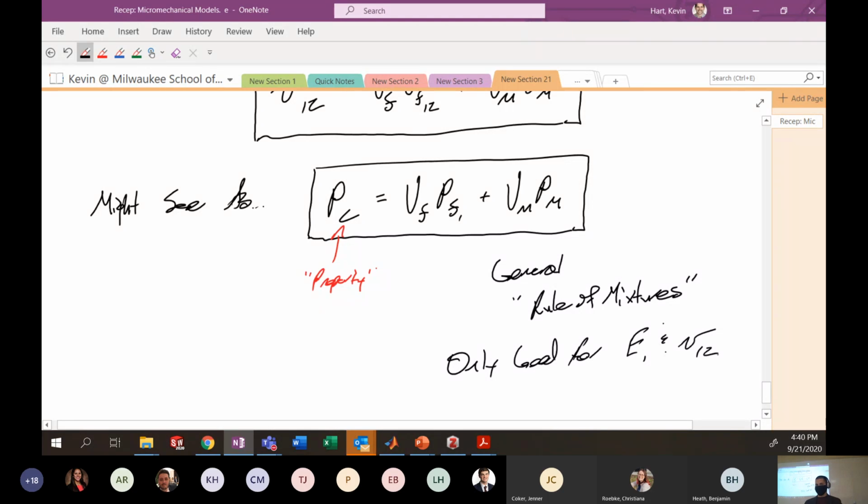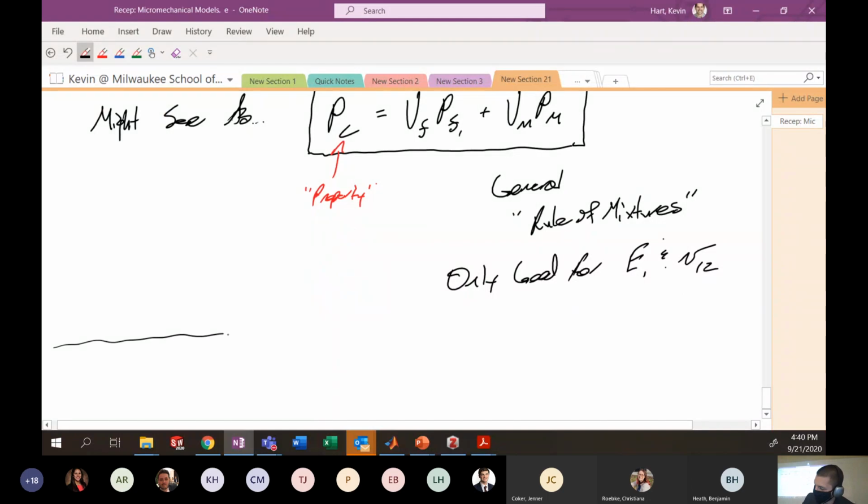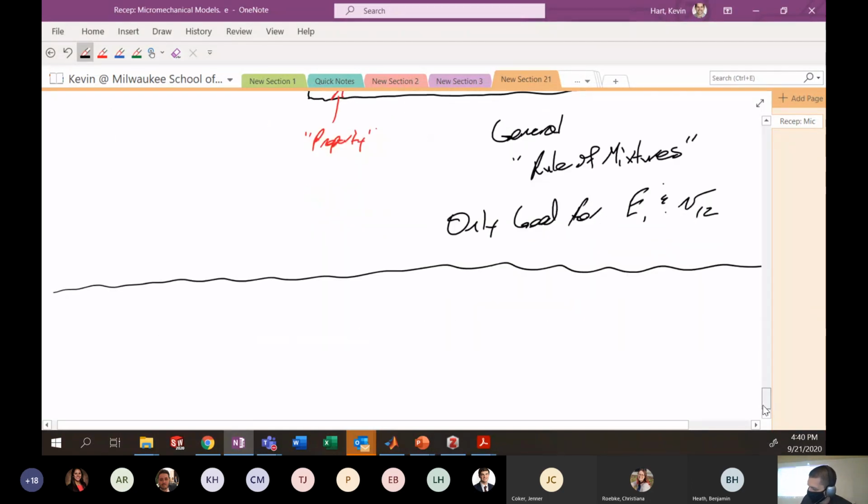The rule of mixtures is really only good for calculating E1 and nu 1-2. Other calculations are much more suspicious. You don't want to start calculating the modulus in the 2 or 3 direction using this model. You don't want to start calculating Poisson's ratio 2-3 using this model. You don't want to calculate shear modulus with this model. Those are all not the best. That's because there's another model. So let's talk about that other model. That'll close out our parallel model discussion.